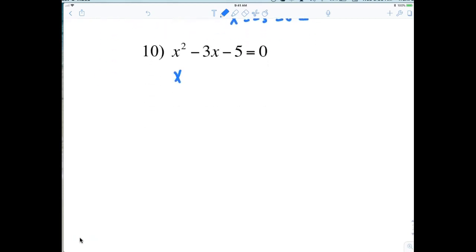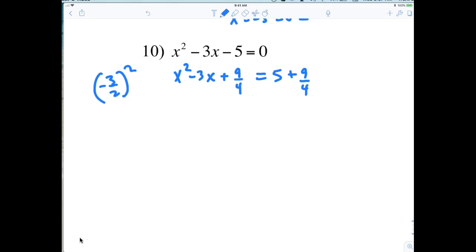So x squared minus 3x equals 5. Now, you can't take half of 3, so just leave it as 3 over 2. And then you just square it. Square the numerator, I get what? Square the denominator, I get 4. So all you're doing is you're adding 9/4. Not that hard.